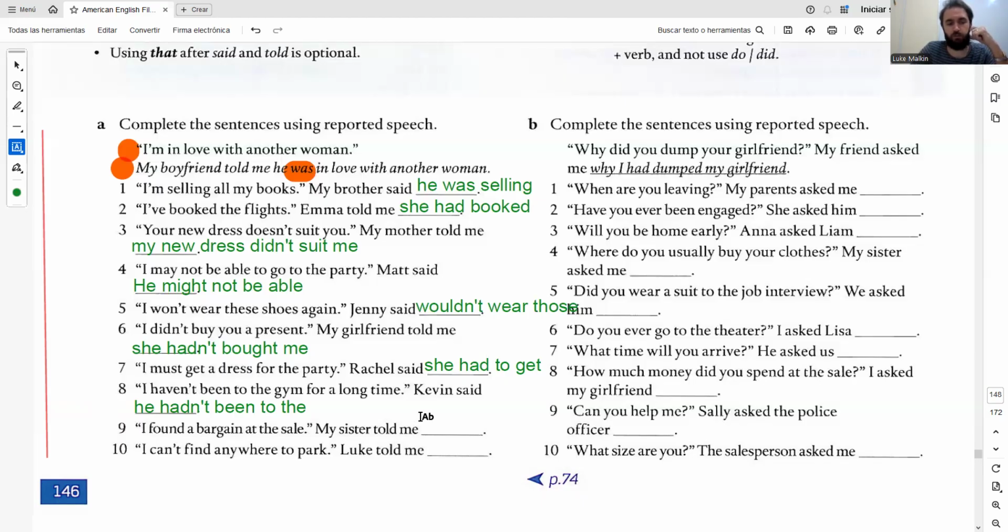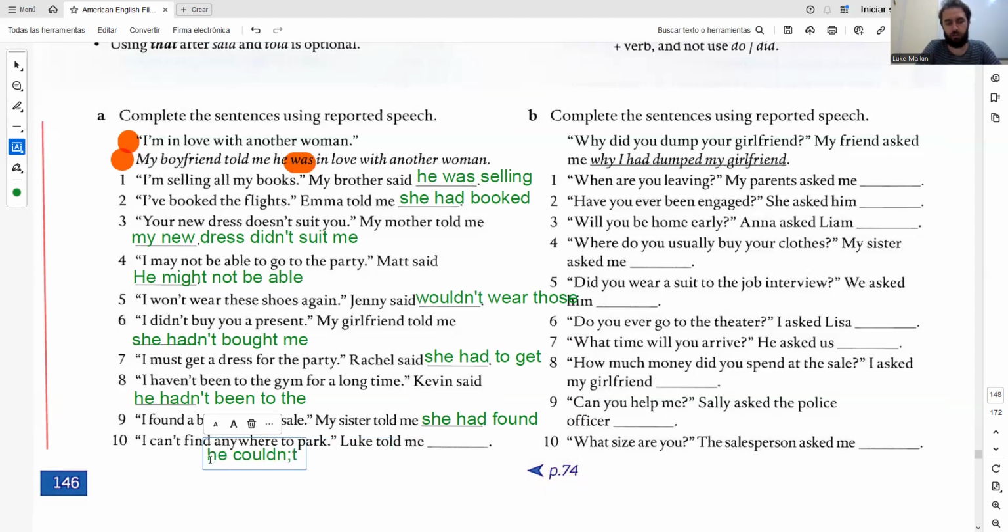Nine, I found a bargain at the sale. This is past, so we take a step back to the past perfect. My sister told me she had found a bargain at the sale. And number 10, I can't find anywhere to park. Luke told me he couldn't find anywhere to park.